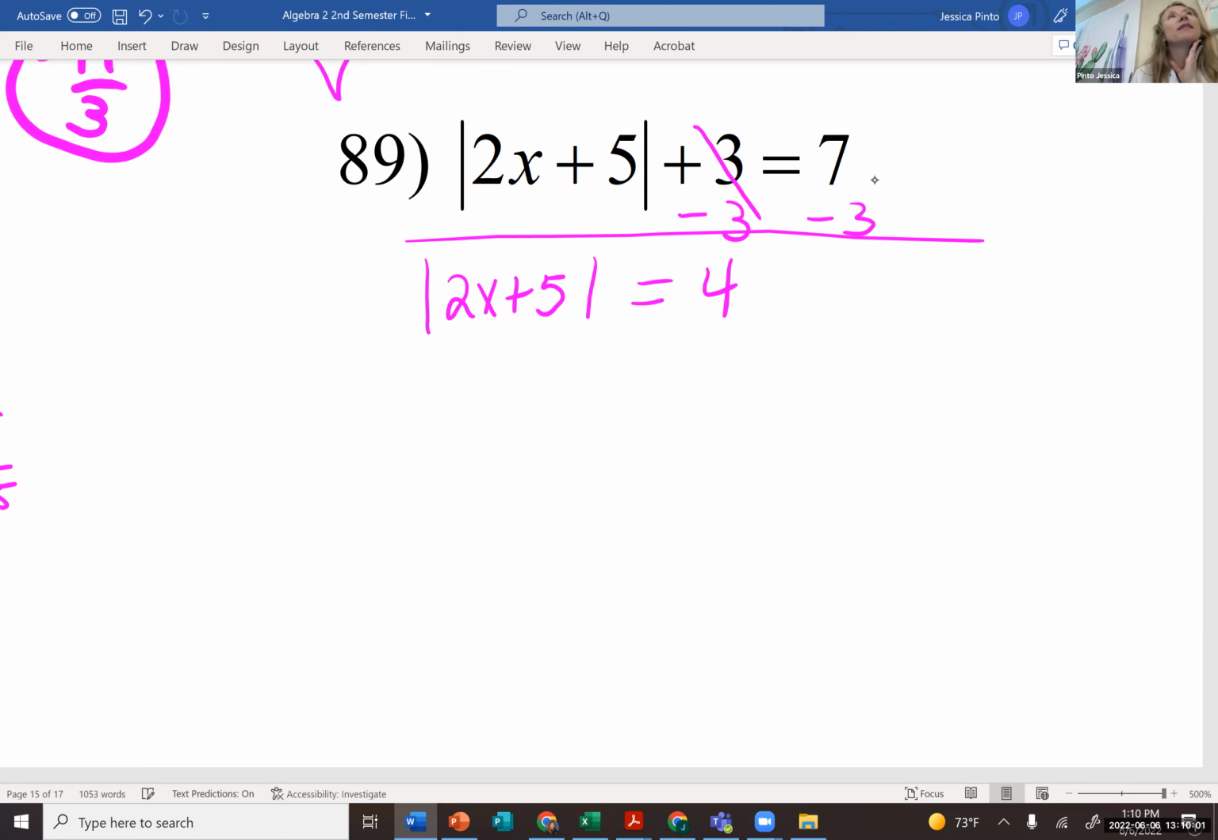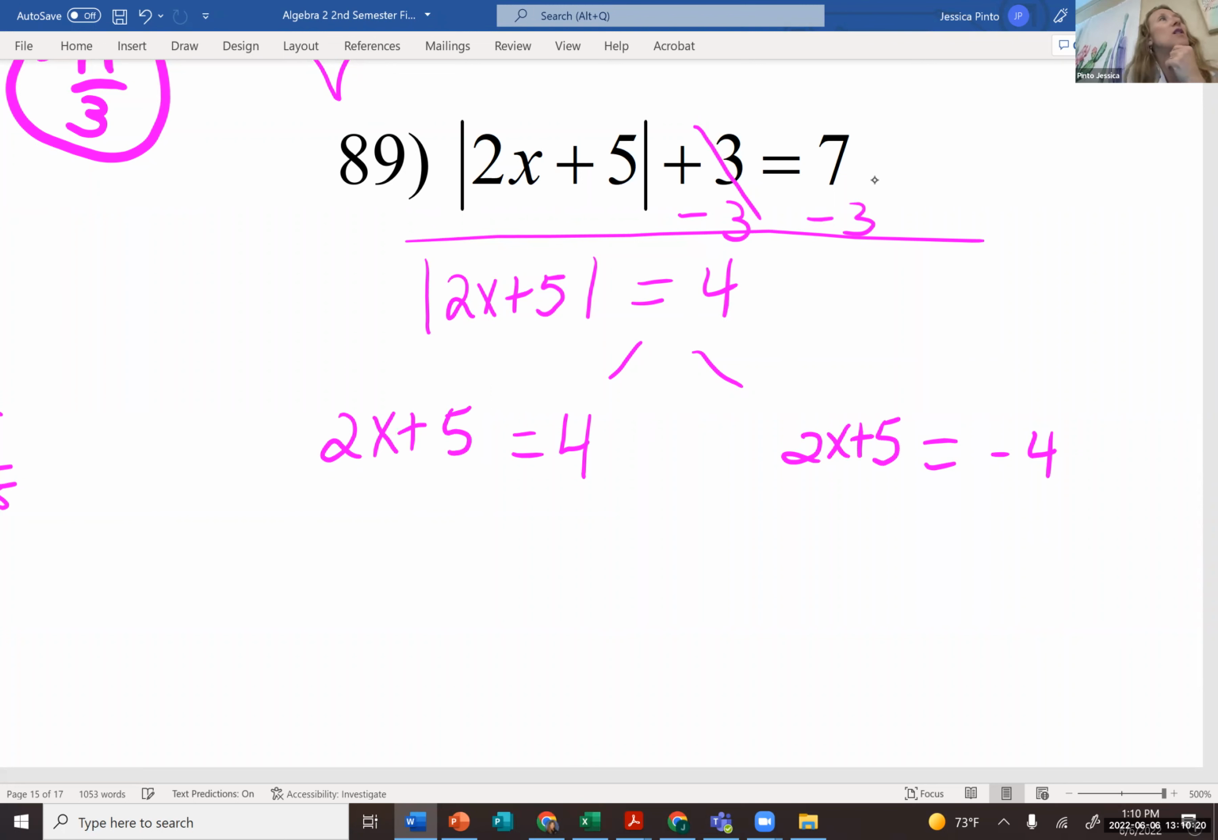So there are two possibilities of values that have the absolute value, or distance from 0, of 4 units. And that's 4 and negative 4. So we're going to say equals 4, and over here equals negative 4. So it's 2x plus 5 and 2x plus 5 for both of those. So if 2x plus 5 is equal to 4, then this would be true. And if 2x plus 5 is equal to negative 4, since it's in the absolute value, we evaluate that to get positive 4 also. So now subtracting 5.